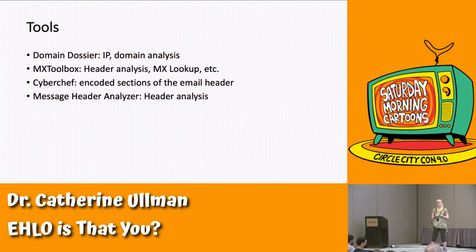MX Toolbox can give you stuff about the headers and the MX records. CyberChef can be really handy if you've got some kind of weird email that has some kind of encoded stuff in it, and you're like, tell me about this encoding. It does some magic decoding, which is pretty amazing. And the message header analyzer does some basic header analysis. But as I mentioned, headers are weird, and sometimes clients do things upside down and backwards. So be aware that when you feed this stuff into a header analyzer, it may not be as helpful as you think it's going to be. So I find it's better to use my eyes and go line by line if I have to.